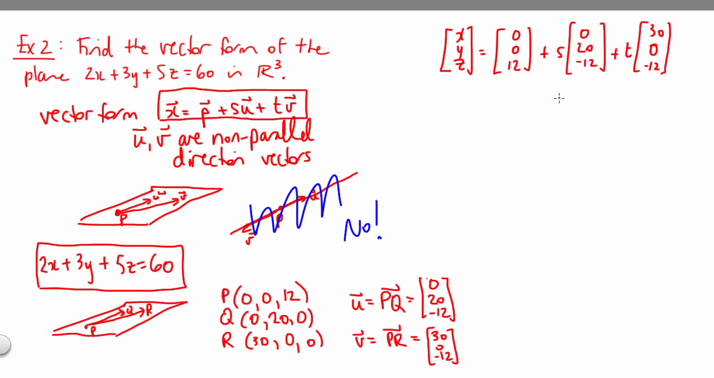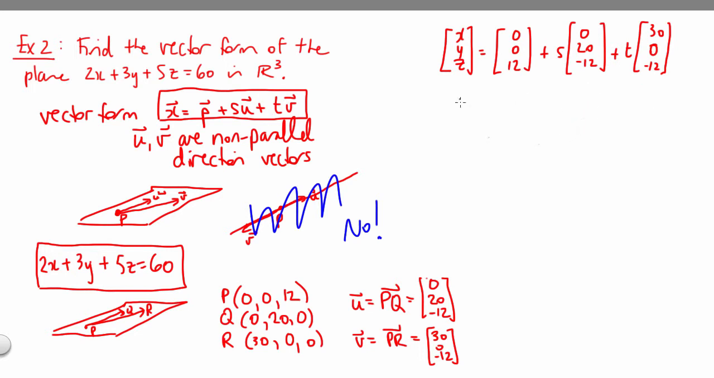It's important to mention that the vector form is not unique. So you may well have made a different choice of P, Q, and R. If you did that, then this point P may well look different. These vectors here may well look different. So there are many other possible correct answers.